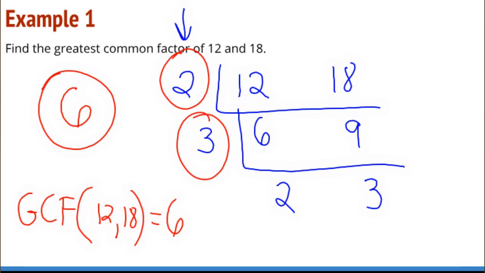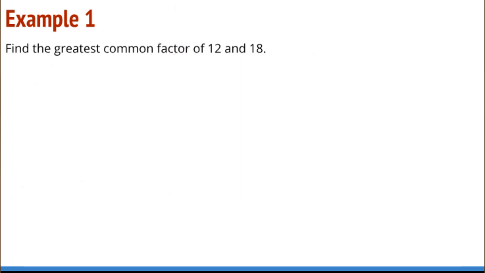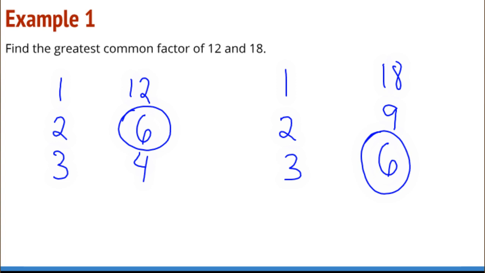So what we're looking for here is the greatest number that I can divide both terms by, both numbers. And the approach that I am taking is looking for what can I divide. Now in the lesson materials, they would tell you to find the factor pairs: 1 times 12, 2 times 6, 3 times 4. And for 18, you'd have 1 times 18, and 2 times 9, and 3 times 6. And you would look for the largest number that is on both of the lists.